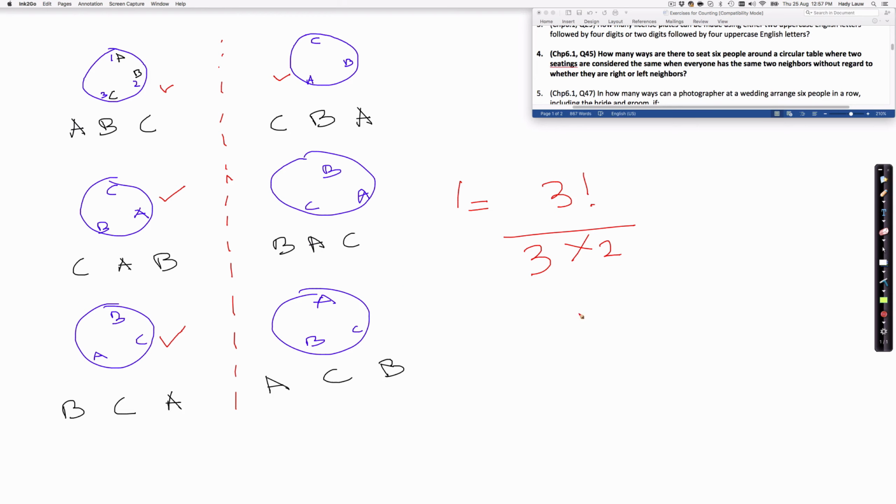So in the general case, for n people, we can put n of them into a line in n factorial ways, and realize that every circle can be rotated n times without changing the relative position among the people. And if you don't care about whether they are on the left or on the right, and it's still the same neighbors, then we need to divide by 2. So the answer for 6 people would simply be 6 factorial divided by 6 times 2.